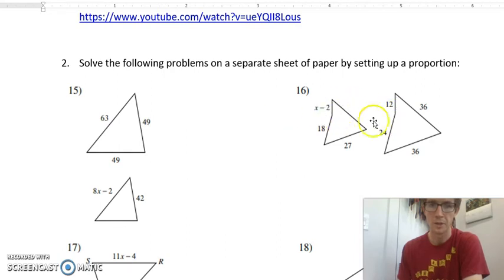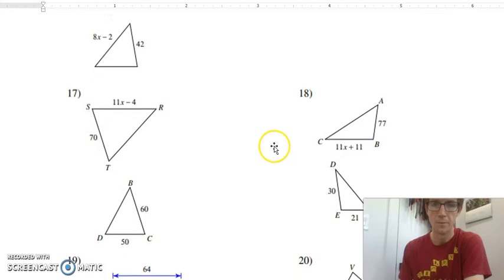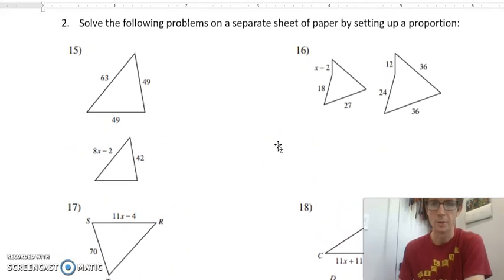What I'm going to do first here is do this problem over here, number 16, and I think I'm going to try and show you guys more than one way to do it. Basically, these are proportion problems that involve a little bit more algebra in the process.